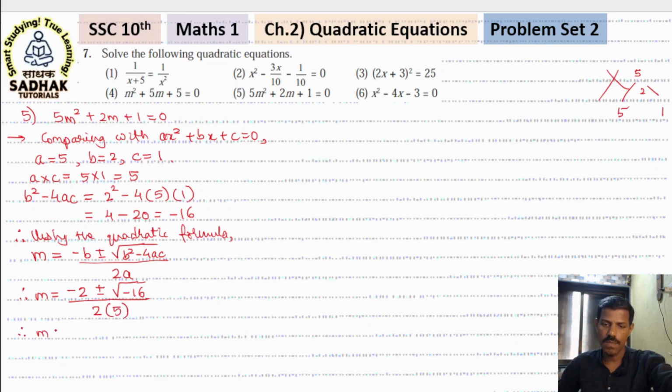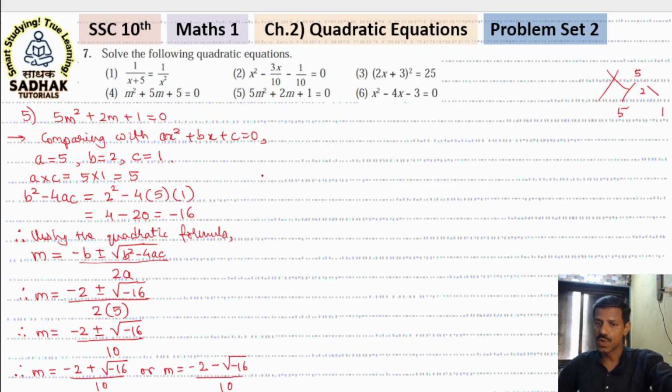Okay, therefore m is equal to minus 2 plus or minus square root of minus 16 upon 10. Now look, the square root of minus 16 does not exist. We cannot take the square root of a negative number. That is as far as our answer can go. Therefore, the values of m will be minus 2 plus under root minus 16 upon 10, or m is equal to minus 2 minus under root minus 16 upon 10.